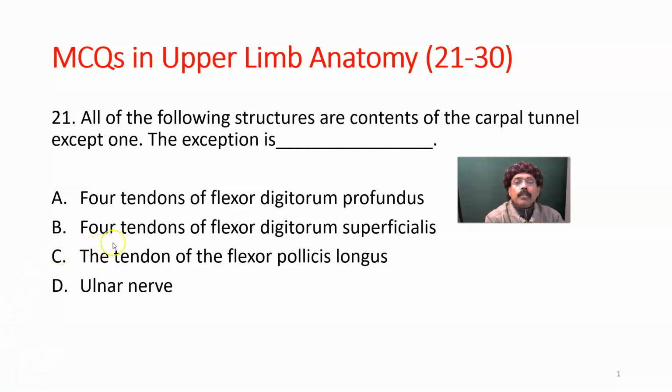Question number 21. All of the following structures are contents of the carpal tunnel except one. The exception is what? 4 tendons of the flexor digitorum profundus, 4 tendons of the flexor digitorum superficialis, the tendon of the flexor pollicis longus, the ulnar nerve. So what is the exception? This is carpal tunnel. So the nerve should be the median nerve, not the ulnar nerve. So this is the exception. This is the answer. These all are contents of the carpal tunnel.